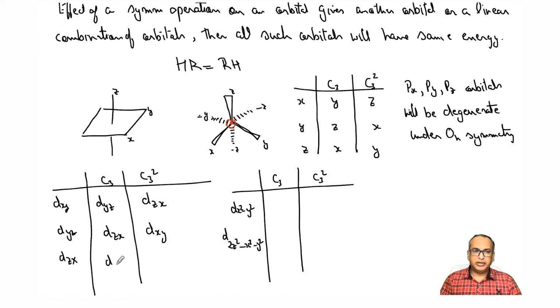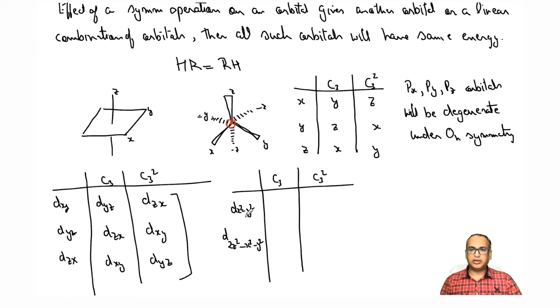Similarly, dxy and dyz. So now you can see that these three orbitals are interconvertible by doing one symmetry operation or two symmetry operations. This would mean that there is no change in energy between these orbitals, right? So I can say that these three belong to the same energy, and they have the same symmetry also, T2g symmetry. So we label this set of orbitals as T2g.